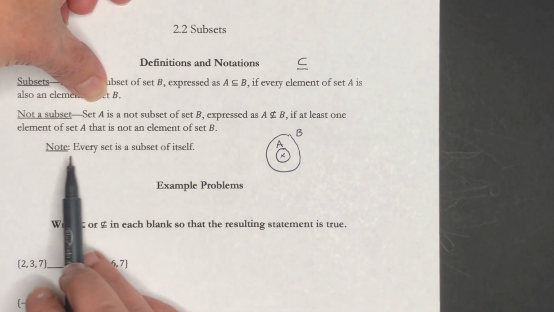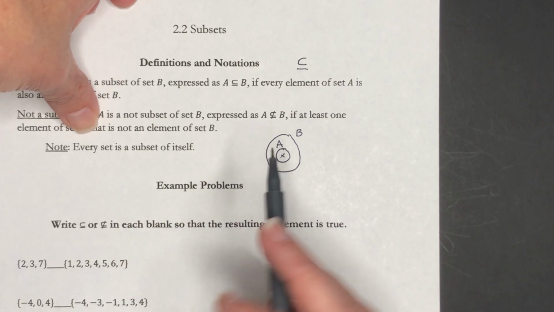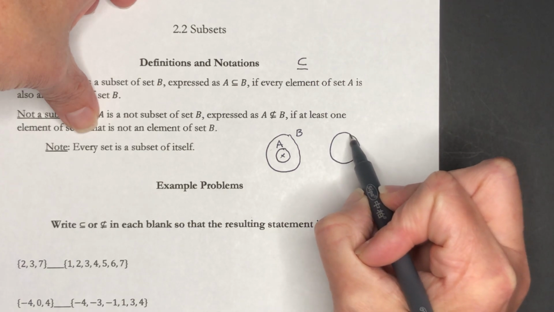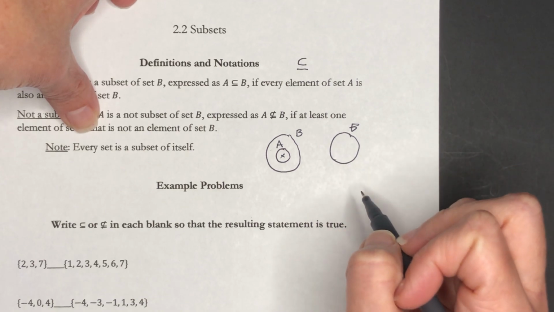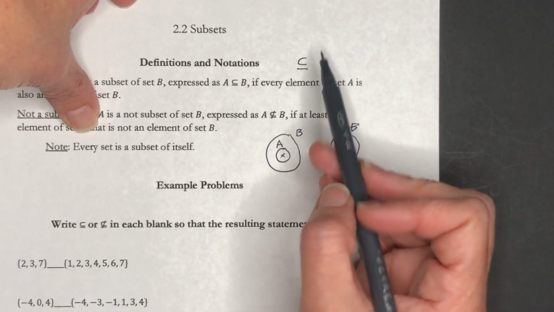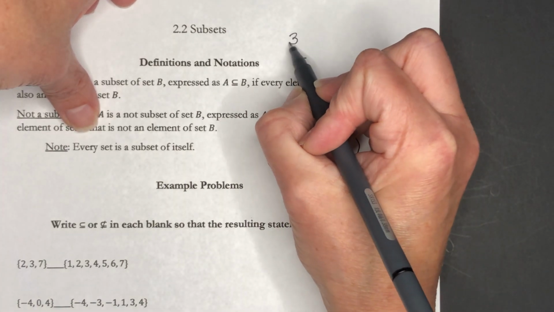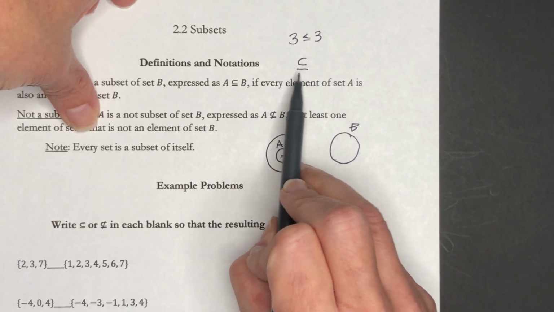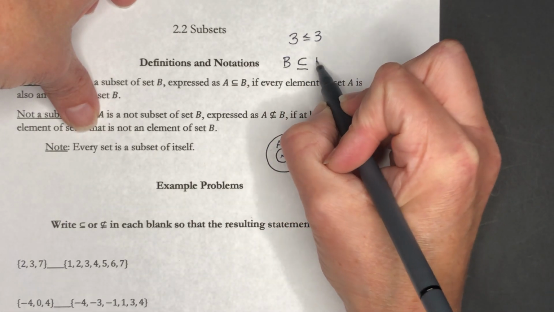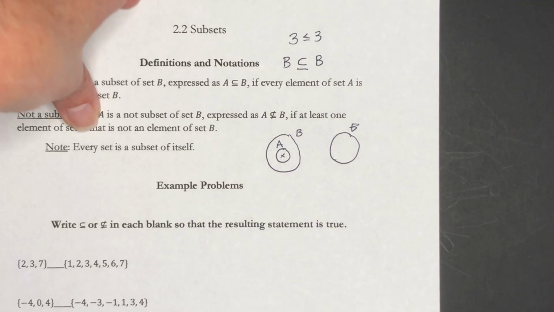Okay? Now, there is a note here. Every set is a subset of itself. So I could have set B here and then technically draw another circle over it, also label it set B, and they would be a subset. If you're thinking about this as less than or equal to, if we were allowed to do 3 is less than or equal to 3, you're allowed to be the same things on both sides. It's kind of the same thing here. You could have set B as a subset of set B because you can think of that like an equal to right there.